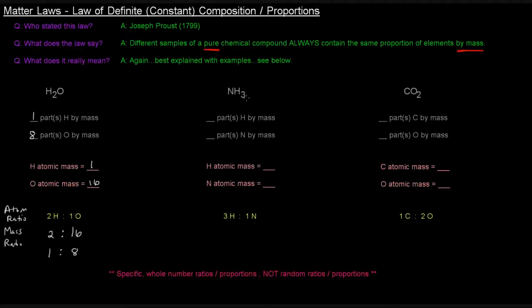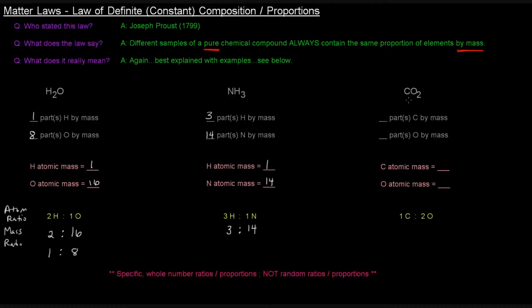Okay. If we have ammonia, we'll have 3 parts hydrogen by mass and 14 parts nitrogen by mass, because the atomic mass again of hydrogen is 1 and of nitrogen is 14. So 3 hydrogens would be 3 times that 1, which would be 3 here. 1 nitrogen, 14. That's our ratio there. Our mass ratio is 3 to 14, right, for hydrogen to nitrogen. So that's going to always be true for any pure sample of ammonia.